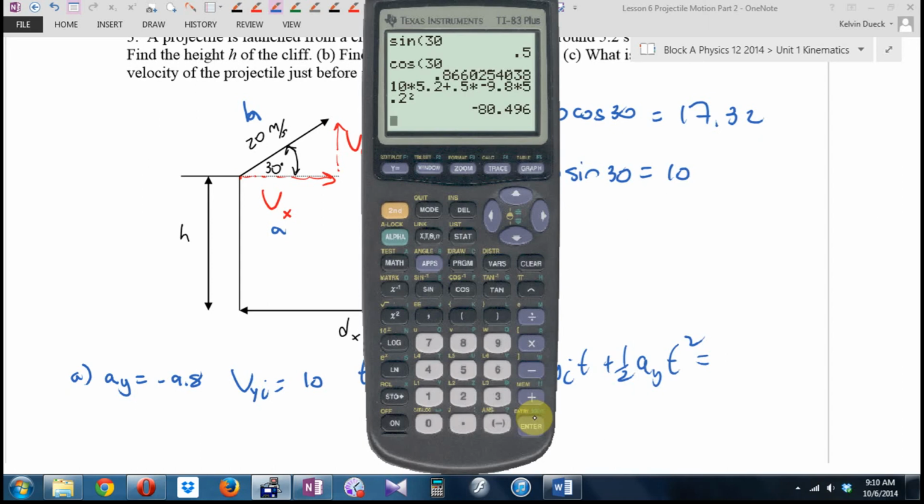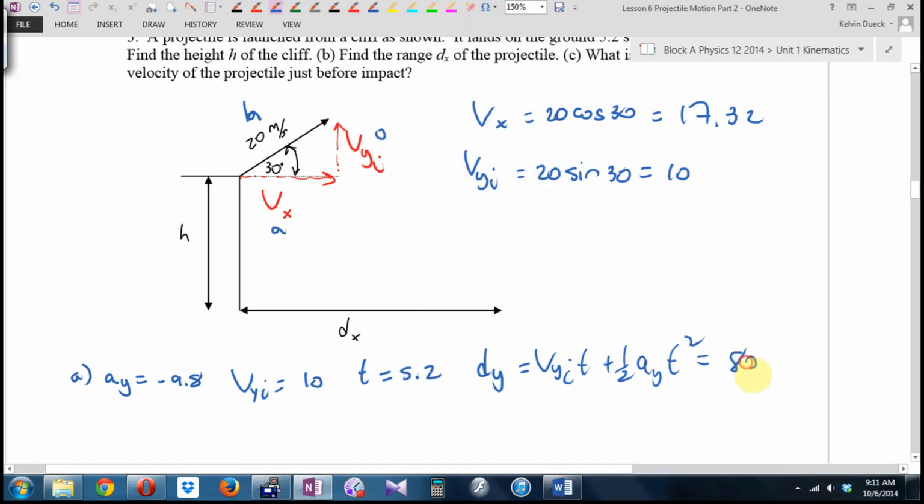Now, if I had said find the vertical displacement, then I'd be fussy and I'd say tell me negative 80.5. I didn't say find the vertical displacement. What did I ask you to find? Height, which is technically a scalar. If you said the height was negative 80.5, I wouldn't take marks off on the test, but I'm a nerd, I'll do this right. 80.5 meters.